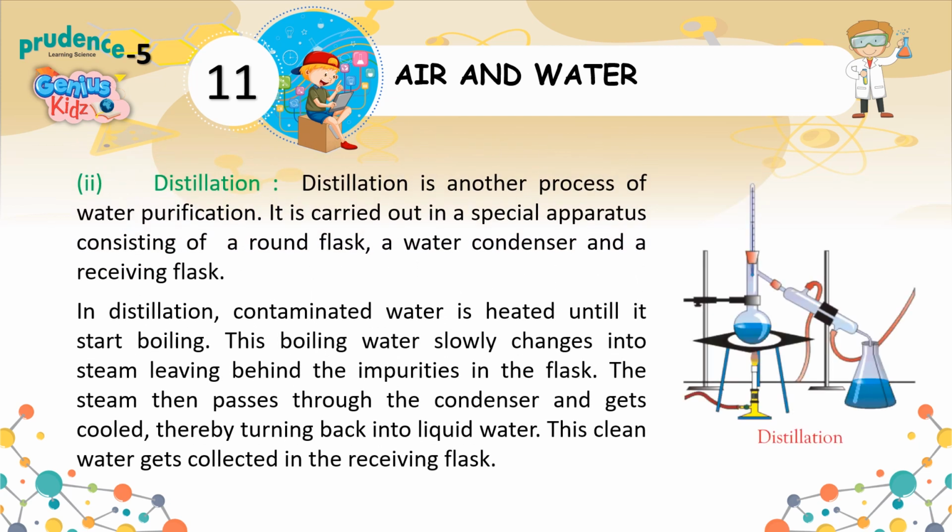2. Distillation. Distillation is another process of water purification. It is carried out in a special apparatus consisting of a round flask, a water condenser, and a receiving flask. In distillation, contaminated water is heated until it starts boiling. This boiling water slowly changes into steam, leaving behind the impurities in the flask. The steam then passes through the condenser and gets cooled, thereby turning back into liquid water. This clean water gets collected in the receiving flask.